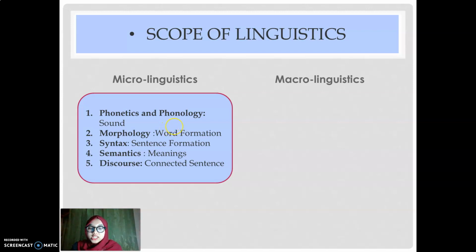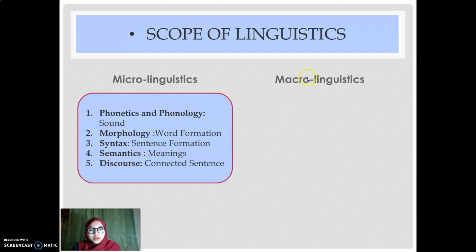3. Syntax. The third level is syntax. It studies how words combine to form phrases, phrases combine to form clauses, and clauses join to make sentences. The fourth level is semantics. It studies the meaning of words and sentences. The last level is discourse. It is the study of chunks of language which are bigger than a single sentence.